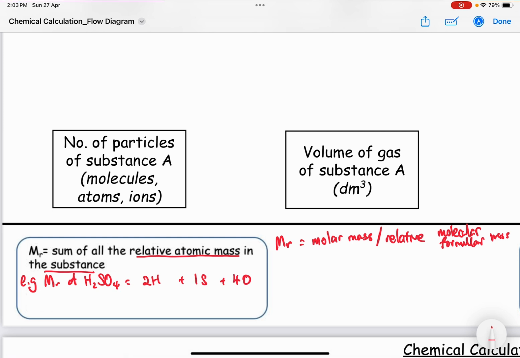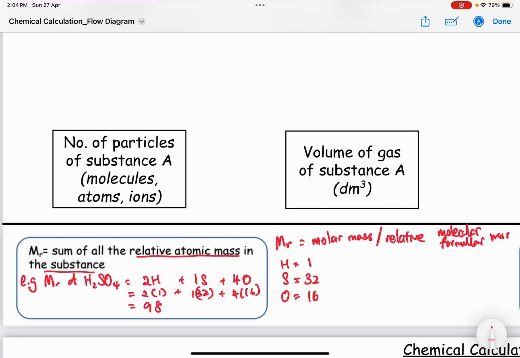So what I'm going to do now is to find their relative atomic mass based on the periodic table. So if I were to look at the periodic table, for hydrogen, the relative atomic mass will be 1. For sulfur, relative atomic mass will be 32. For oxygen, the relative atomic mass will be 16. So in this case, it will be 2 times 1 plus 1 times 32 plus 4 times 16. If you press your calculator, this will actually get you 98.